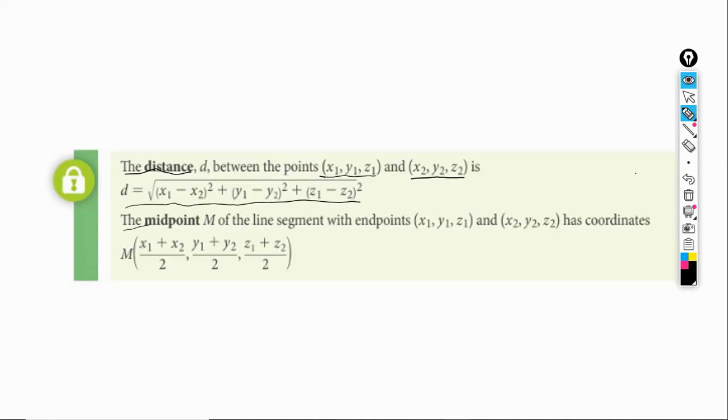Likewise, for the midpoint, we have the same formula that we would use in the two-dimensional plane. Notice that we're adding the x units and dividing by 2. And that would be the x coordinate of the midpoint. Adding the y coordinates and dividing them by 2 would give us the y coordinate of the midpoint. And likewise, with the z coordinates, adding them and dividing them by 2 would give us the z coordinate of the midpoint.